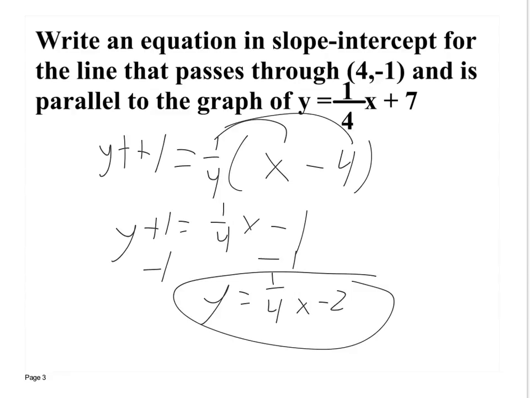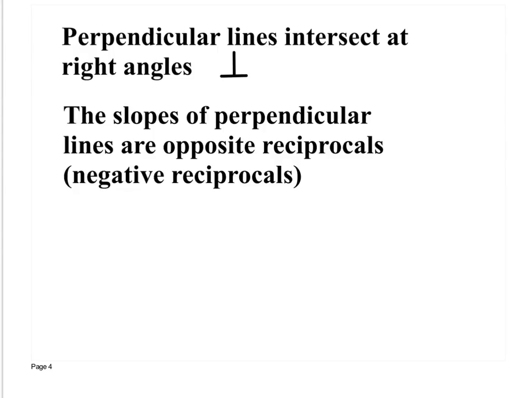Now, pay attention to what it says. This here says slope-intercept form. Right? It could say point-slope form, in which case I would stop here, right? So make sure you're answering what they want. If we talk about parallel lines, they have the same slope.